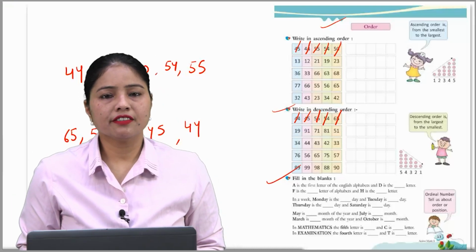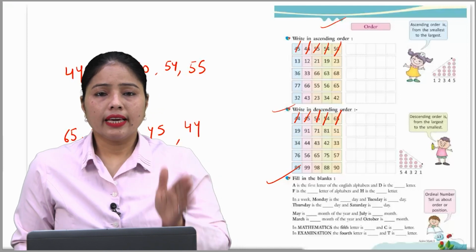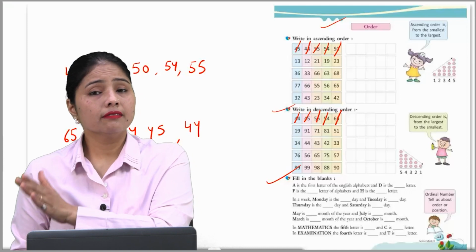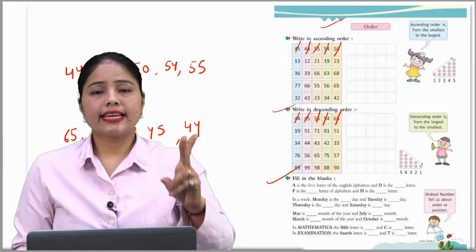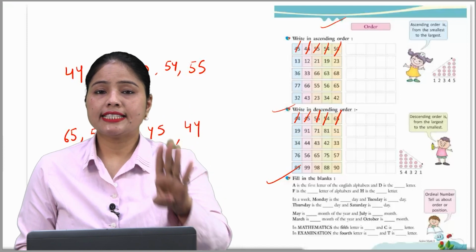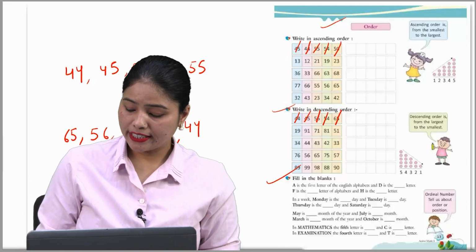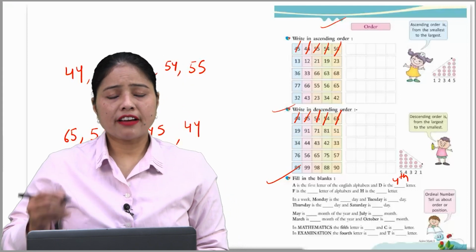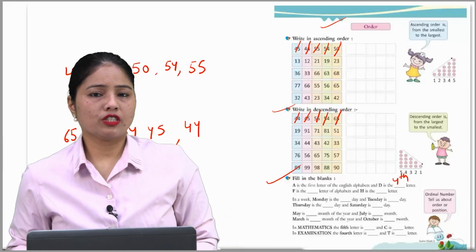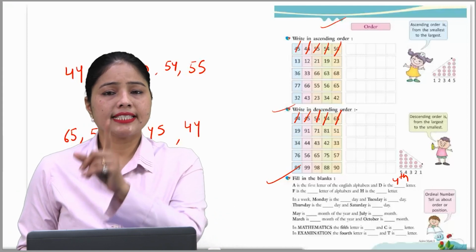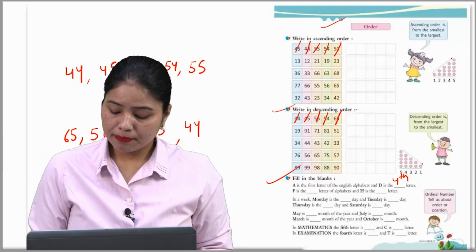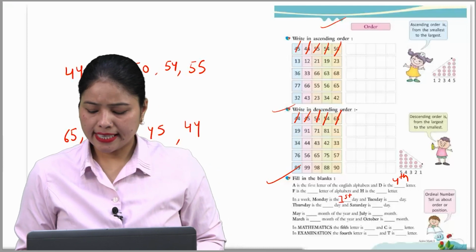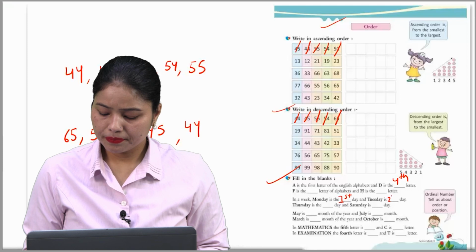So now move on next one, which is filling the blanks. A is the first letter of the English alphabet and D is the, yes, A first, then second, then third and then fourth. So D is our fourth letter. So write it fourth. This is how we find out which place F is at and which place H is at. Similarly, in a week, Monday is the first day. So write it first. Okay, and then Tuesday second, so write it second.